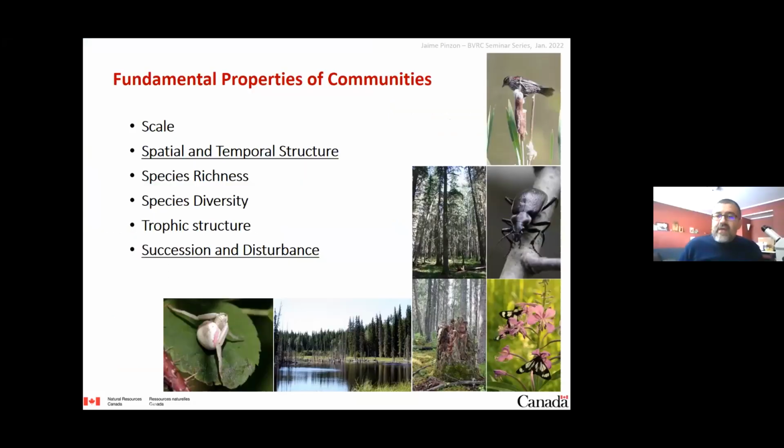So before I go on, I want to talk a little bit about spatial and temporal structure and therefore succession, which are very important properties of natural communities, which deal with this idea of change, forest change over time and over space, because this is very important in terms of understanding how we can manage our forests and how we can maintain those characteristics that are so important to many of us, both from an ecological and social point of view.